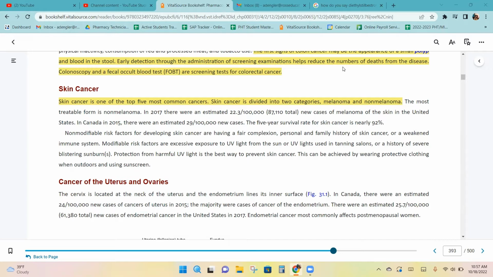Non-modifiable risk factors for developing skin cancer are having a fair complexion, personal and family history of skin cancer, or a weakened immune system. Modifiable risk factors are excessive exposure to UV light from the sun or UV lights used in tanning salons, or a history of severe blistering sunburns. Protection from harmful UV light is the best way to prevent skin cancer. This can be achieved by wearing protective clothing when outdoors and using sunscreen.